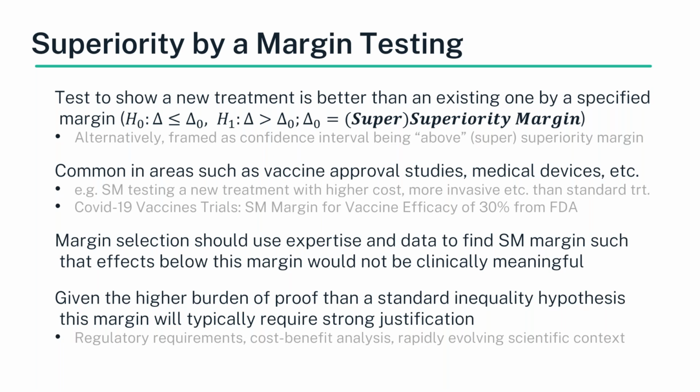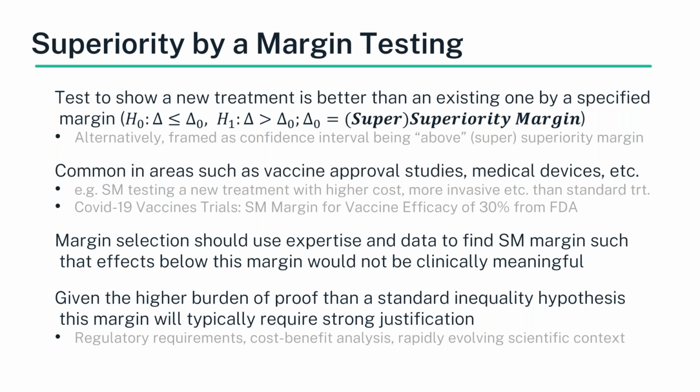Given the fact that you're looking to vaccinate the whole population, there's the cost of doing so and the logistics of the rollout. So in this case, it's understandable that they're going to want something stronger than just an inequality test for this setting.